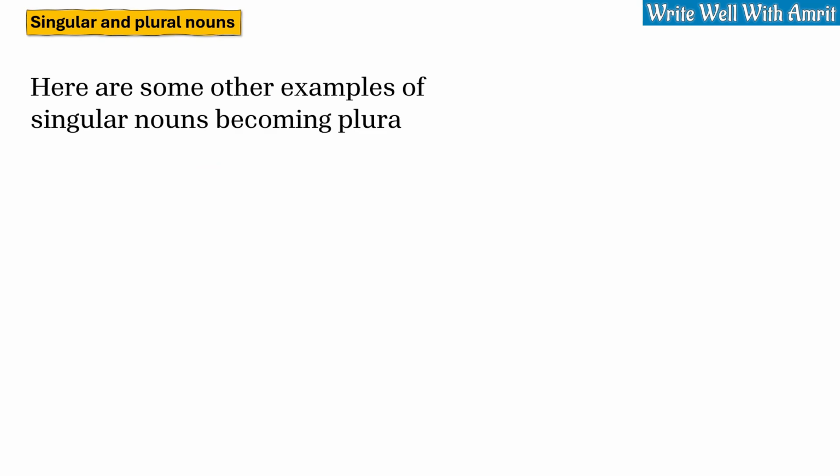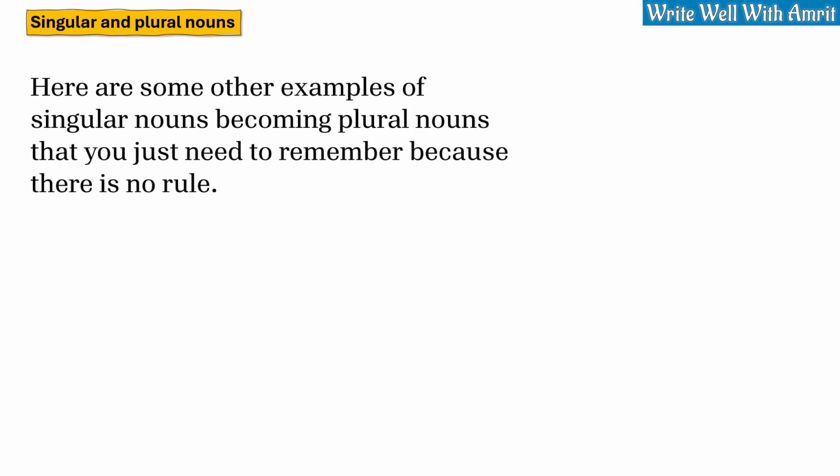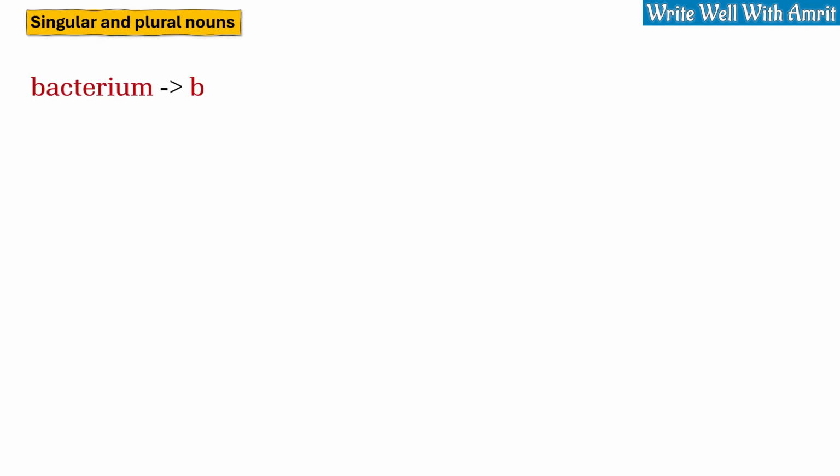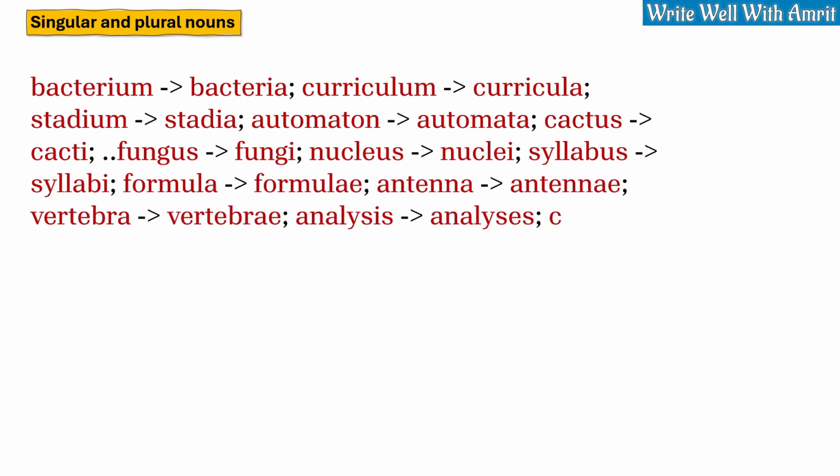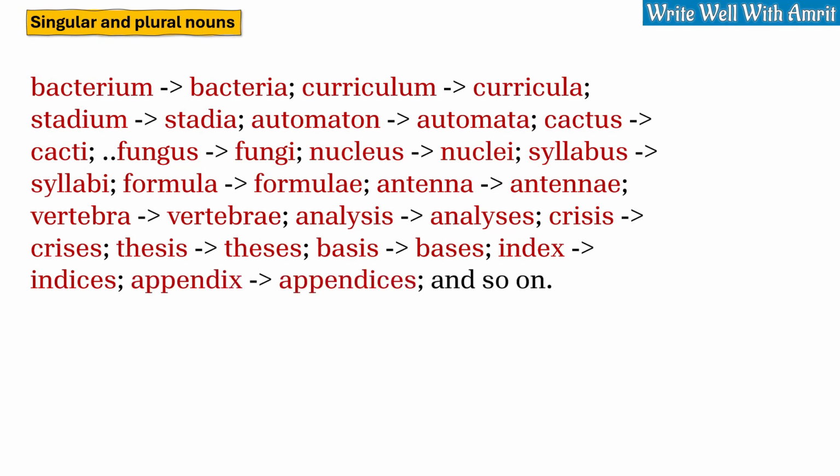Here are some other examples of singular nouns becoming plural nouns that you just need to remember because there is no rule. Bacterium becomes bacteria, curriculum becomes curricula, stadium becomes stadia, automaton becomes automata, cactus becomes cacti, fungus becomes fungi, nucleus becomes nuclei, syllabus becomes syllabi, formula becomes formulae, antenna becomes antennae, vertebra becomes vertebrae, analysis becomes analyses, crisis becomes crises, thesis becomes theses, basis becomes bases, index becomes indices, appendix becomes appendices, and so on.